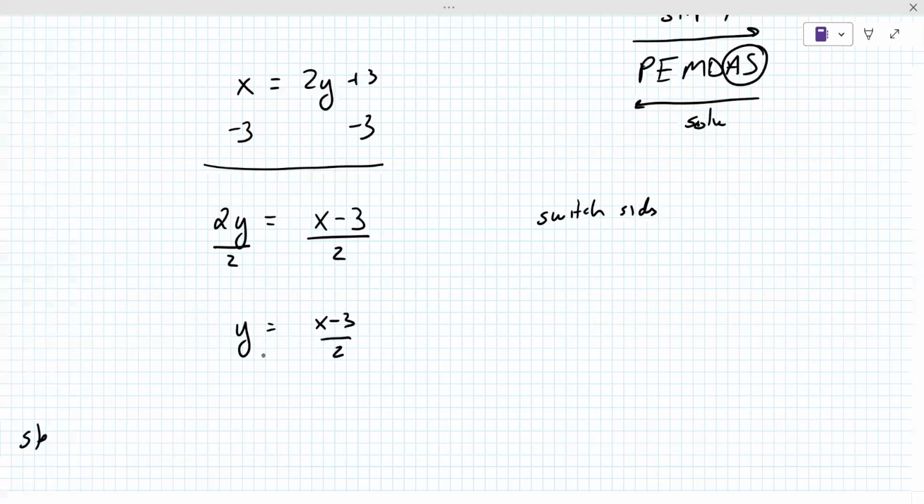And then the last step, step 4, is instead of y, you write f inverse of x for your final answer.